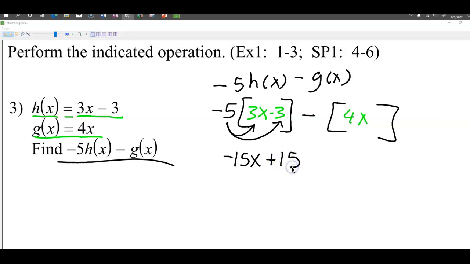Positive 15. Now, don't forget, we have subtraction here, right? When you have subtraction, what's the extra thing you need to do? Distribute the negative. So I also need to distribute there. So I'm going to distribute the negative here, and that makes it a negative 4x.